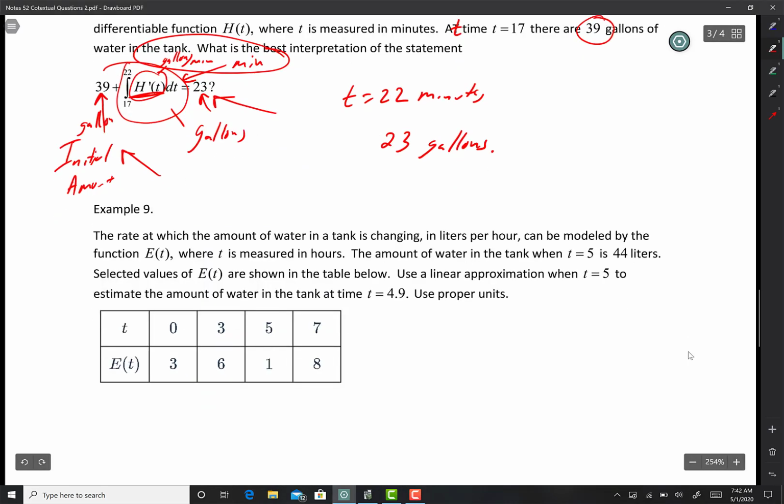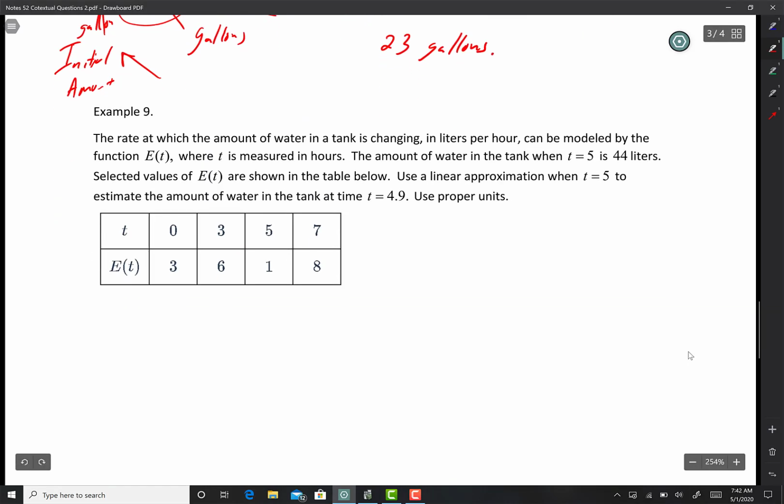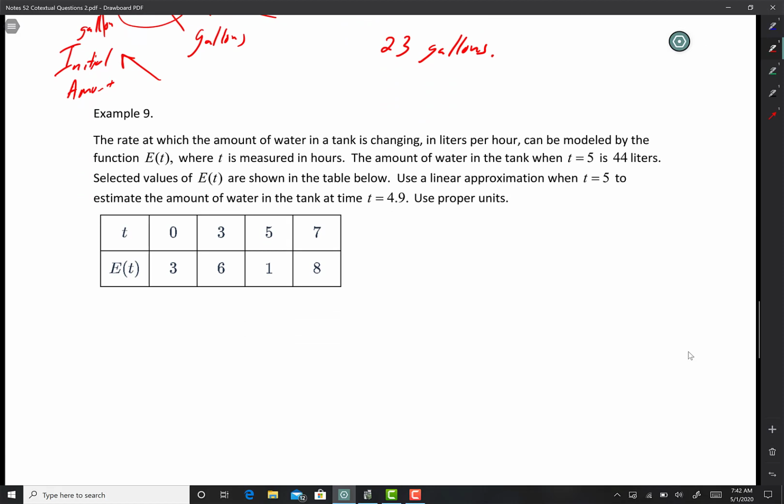All right, we're still going strong. Here we go. The rate at which the amount of water in a tank is changing in liters per hour can be modeled by the function E of t. All right, so before I continue, I'm immediately going to write this is a rate. So this is liters per hour. So it's like a derivative practically. It's a rate, but they call it E of t. All right, where t is measured in hours. The amount of water in the tank at t equals 5 is 44 liters. All right, so this is how much I have. Select values of E of t are shown in the table below.